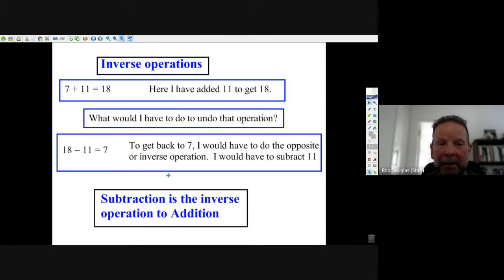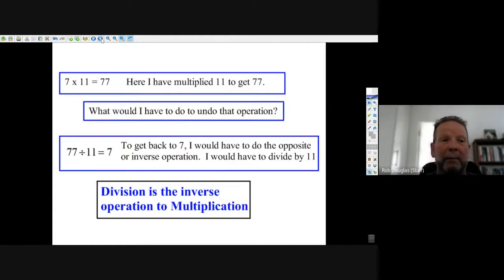So that means that subtraction must be the inverse operation or the opposite operation to addition. That's a big idea. Maybe it's obvious to you, maybe it's not, but it's really important.